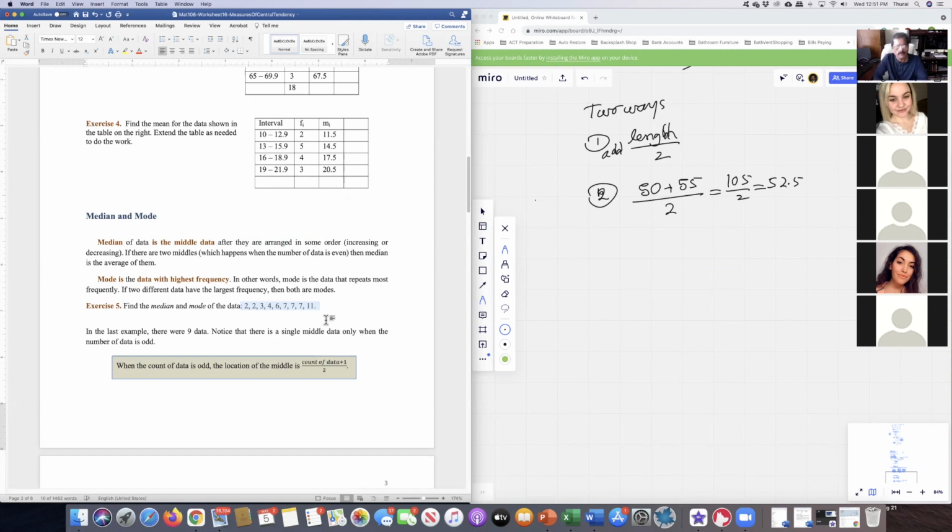7 is the mode. 7 has a frequency of 3. There are 3 7s. So therefore, 7 is your mode.